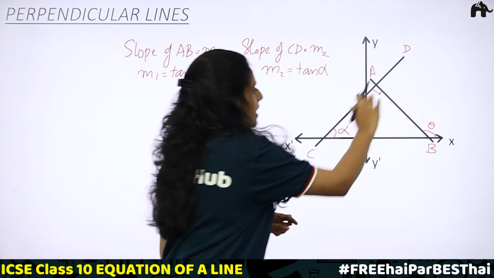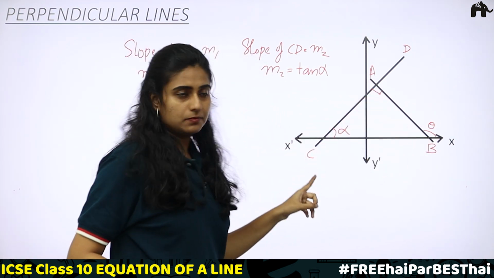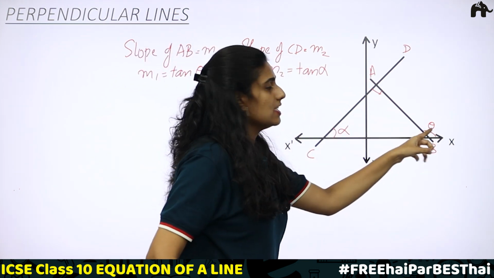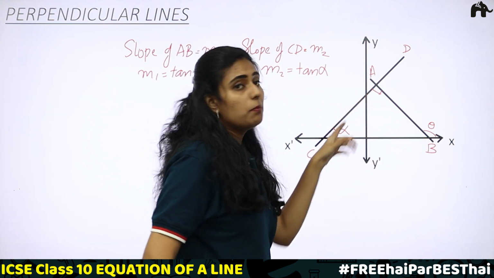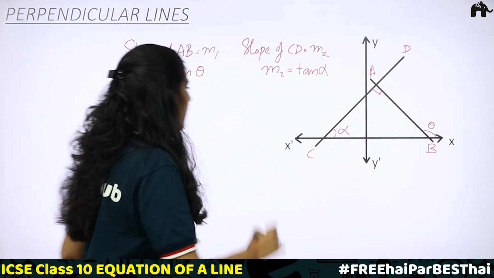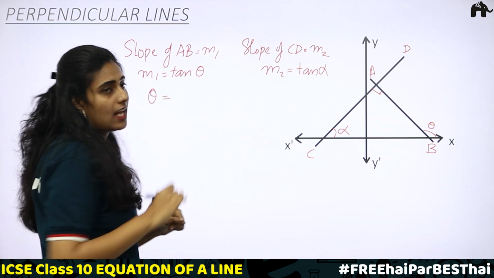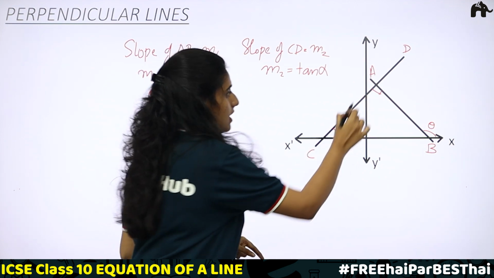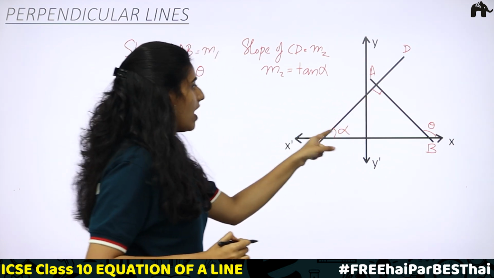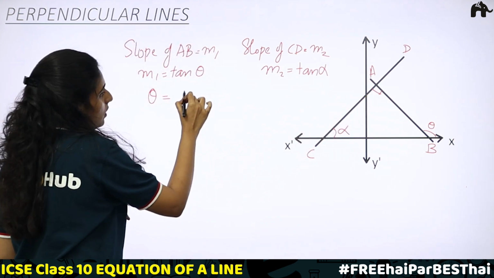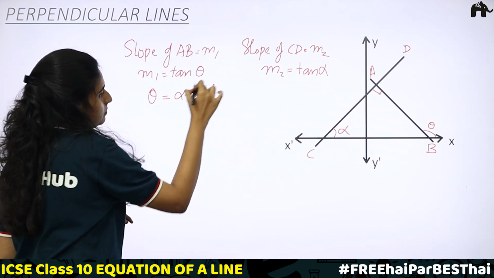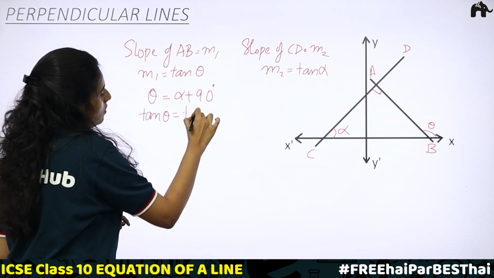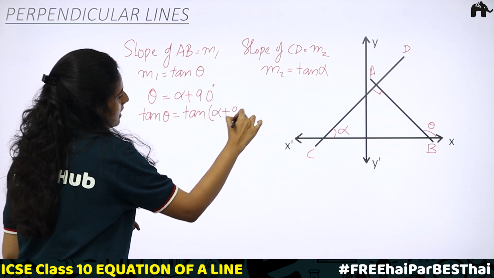Now consider this triangle ABC. This is an exterior angle. We have a property: exterior angle is equal to the sum of the opposite interior angles. Here we have theta as the exterior angle. It will be equal to the sum of the internal opposite angles. These are the internal opposite angles: we have alpha and 90 degrees. Therefore, theta will be equal to alpha plus 90 degrees. Taking tan of theta, it will be equal to tan of alpha plus 90 degrees.